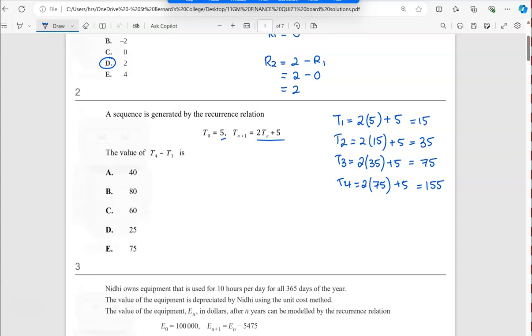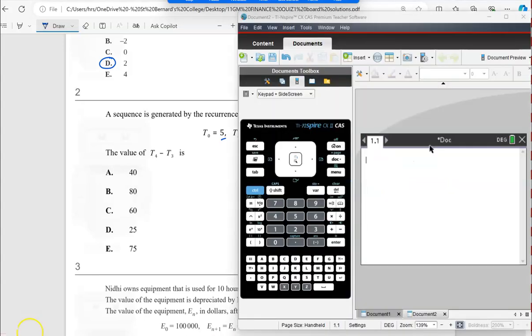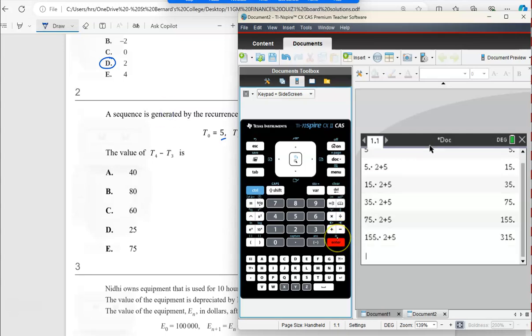You could do it on your calculator if you want to get them. I'll just pause it, so you can do it on the calculator. So if you press 5, that's our T0, press enter. Then it's saying to times it by 2 and add 5. So that's T1, T2, T3, T4, T5. Oh no, sorry, we only need T4 and T5.